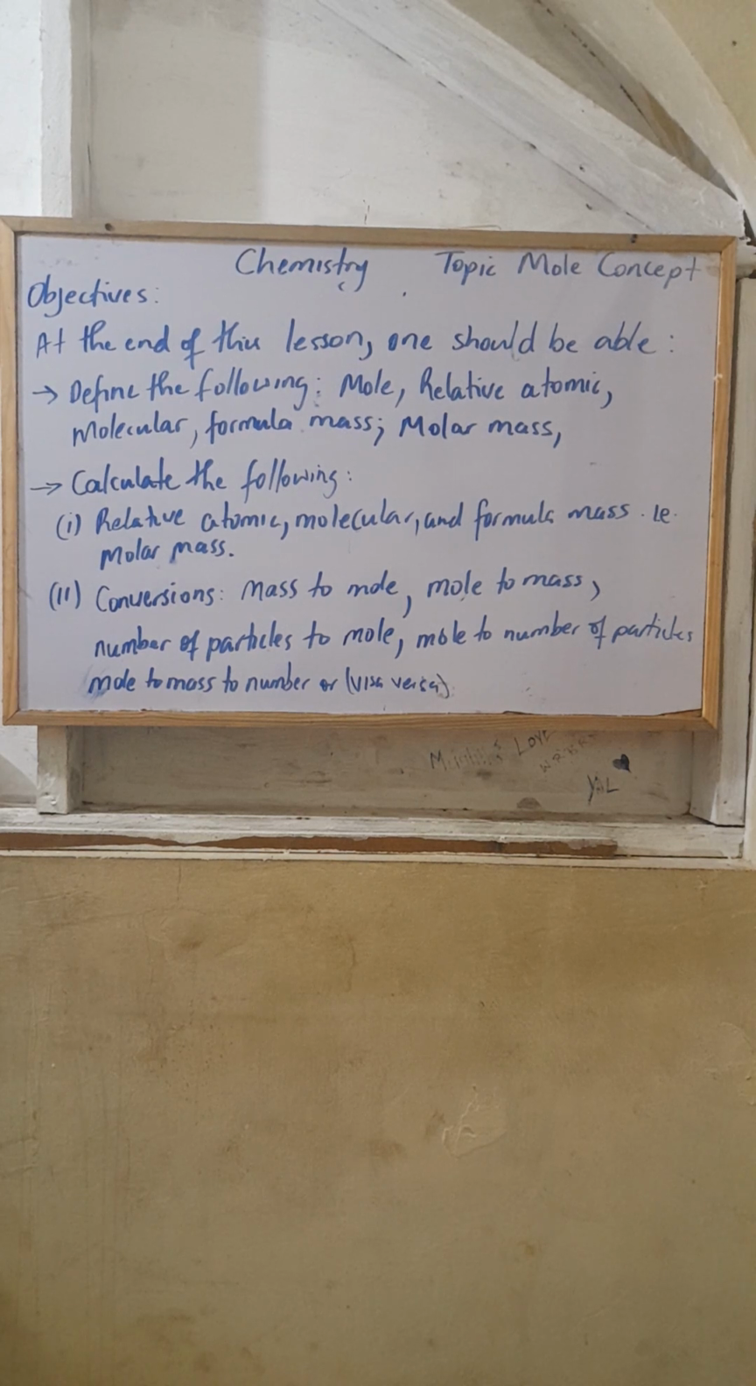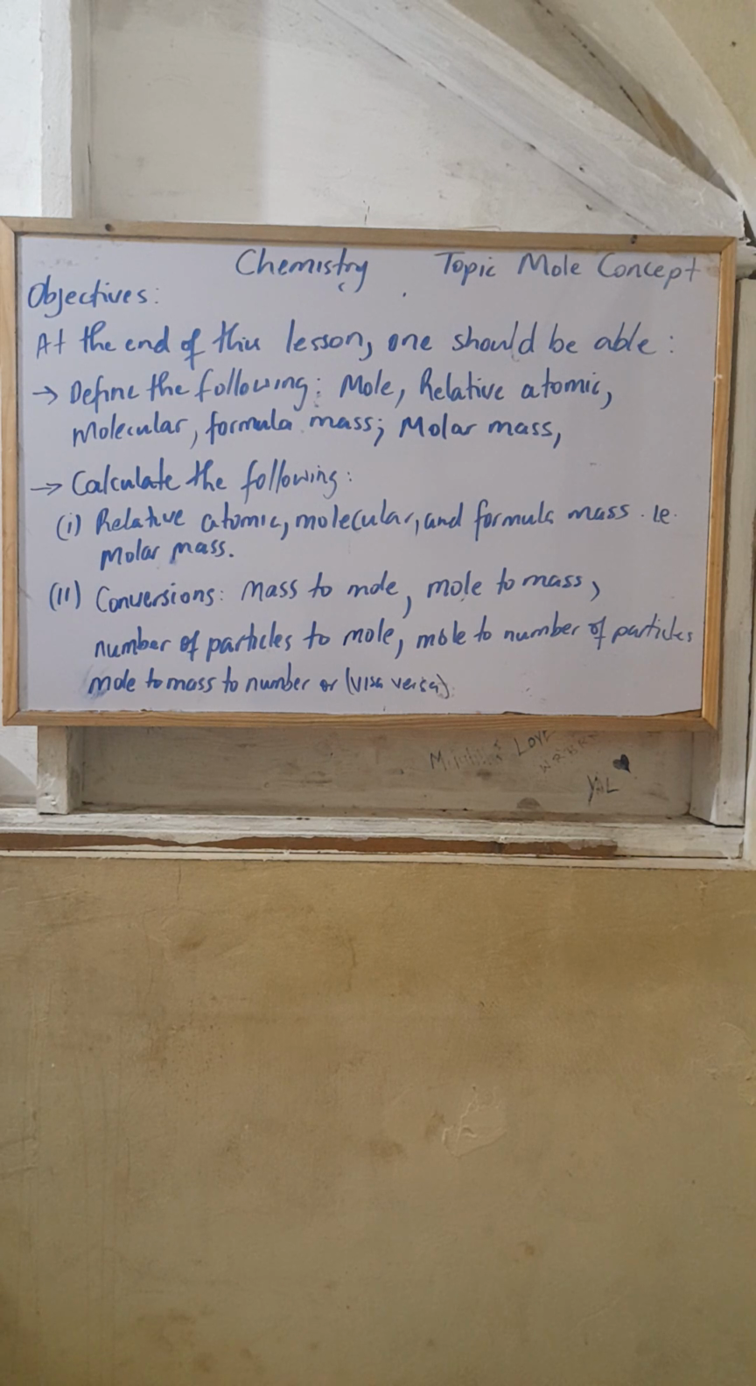So, our first objective: define the following. Mole. What is a mole? A mole is the amount of a substance that contains 6.0 times 10 to the 23 particles of a substance. When we speak about mole, we have to take into consideration the carbon-12 atom. Originally, a mole was compared to 12 grams of carbon-12.